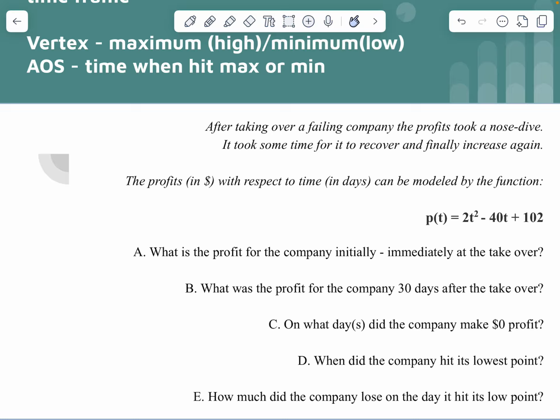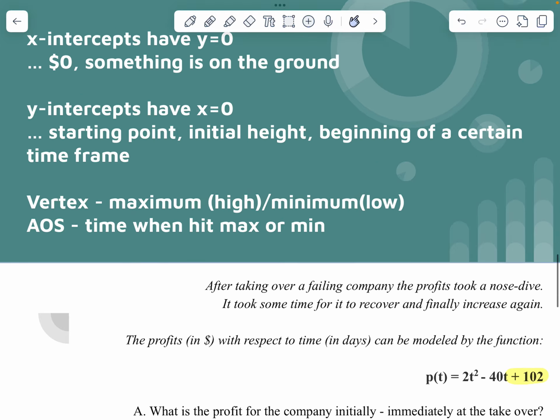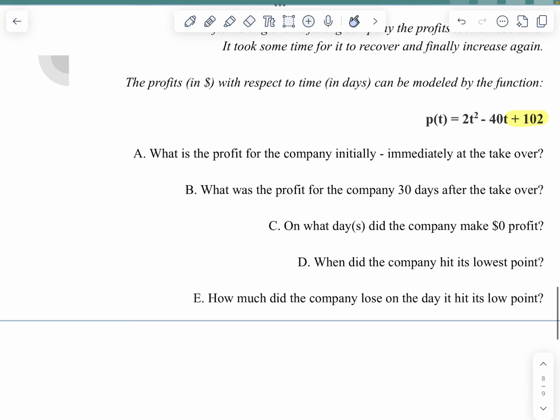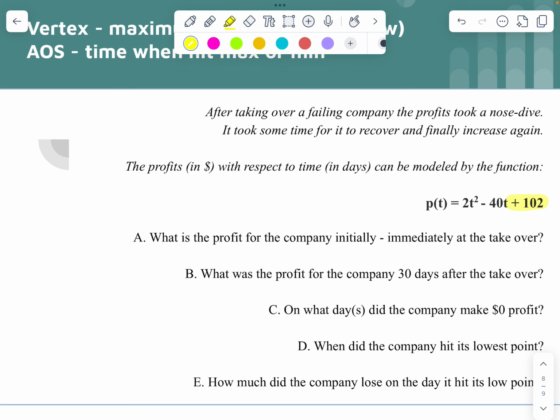It's in standard form, so the easiest thing to figure out here is the 102. That is our y-intercept. What phrasing is associated with y-intercepts? Starting point, initial height, beginning of a certain time frame. In this case, we're looking at the words initially or immediately. So without too much hesitation, the answer to A should be 102.